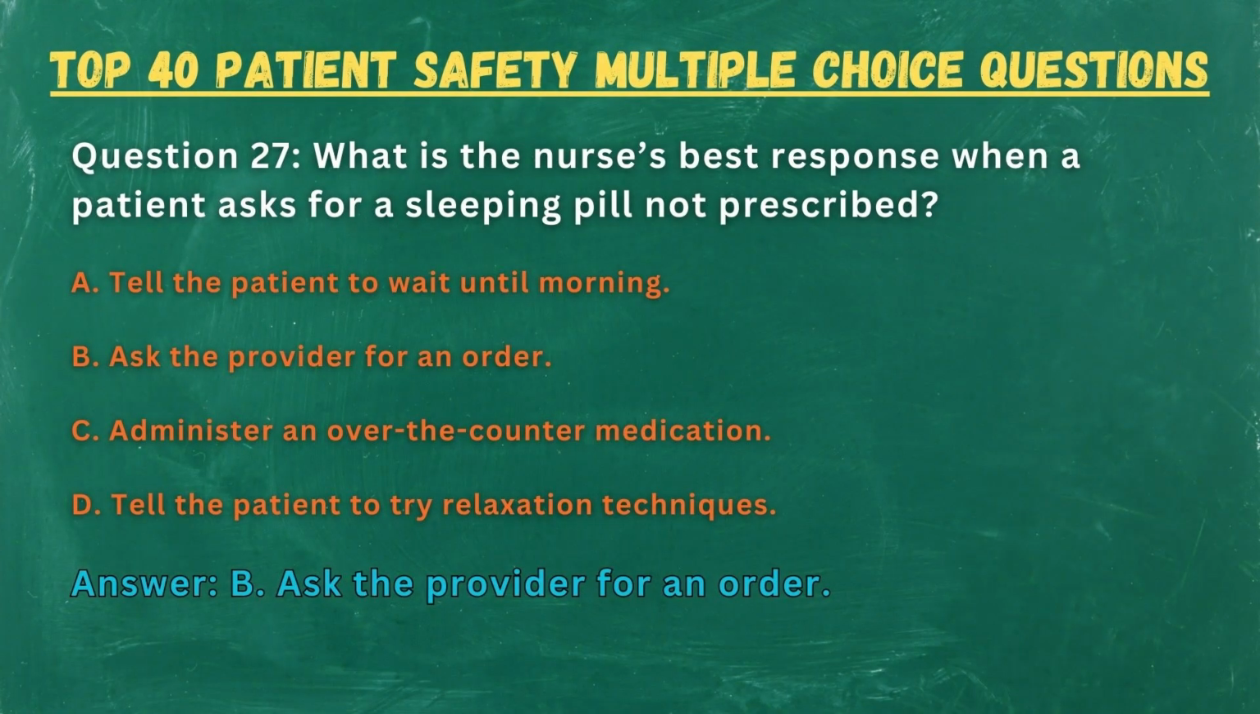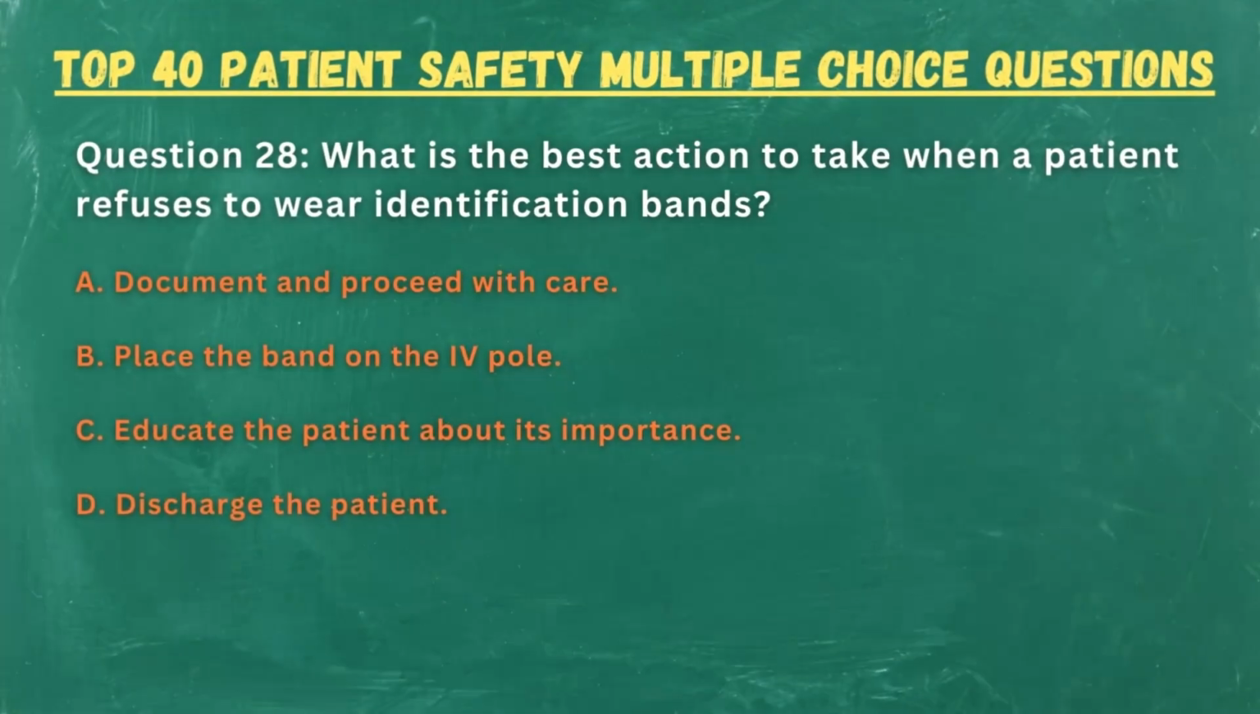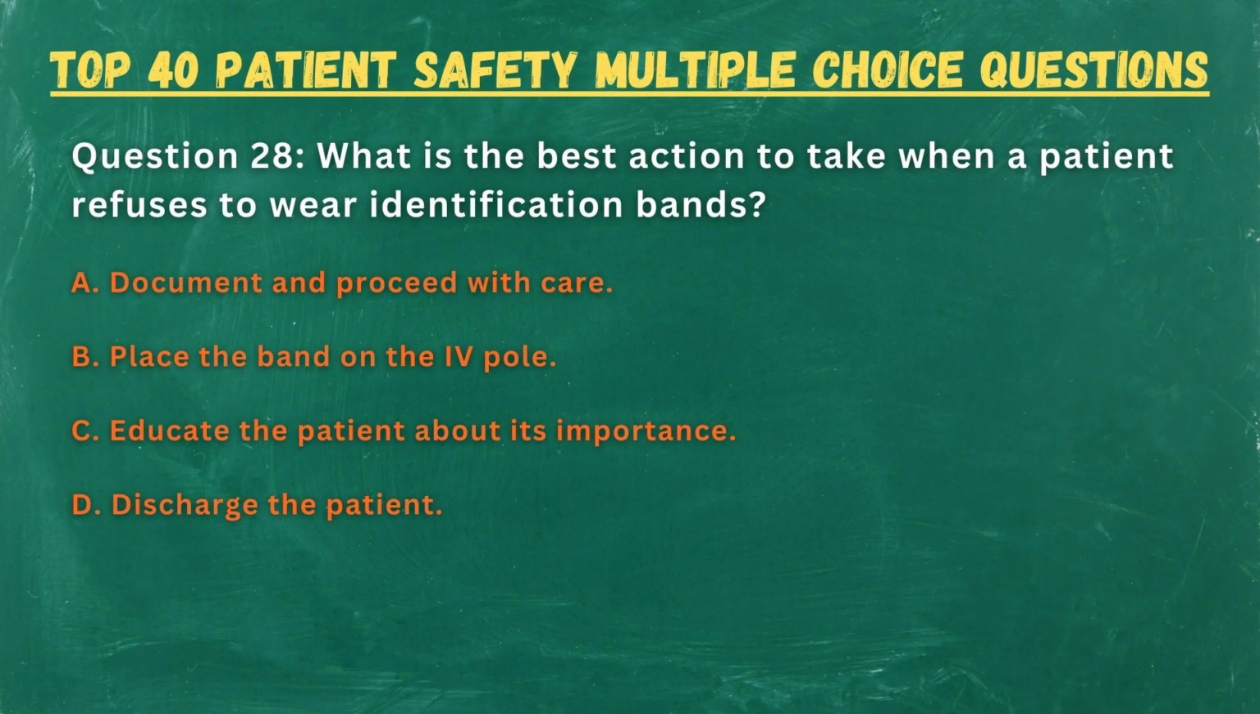Answer: B. Ask the provider for an order. Question 28. What is the best action to take when a patient refuses to wear identification bands? A. Document and proceed with care. B. Place the band on the four-pole. C. Educate the patient about its importance. D. Discharge the patient.